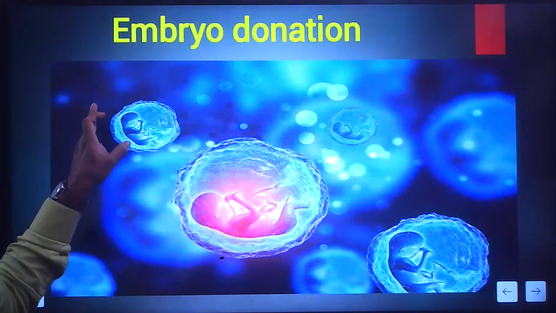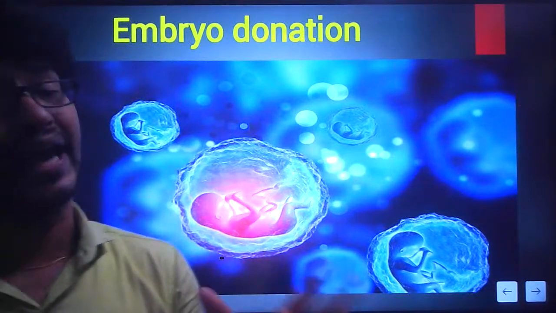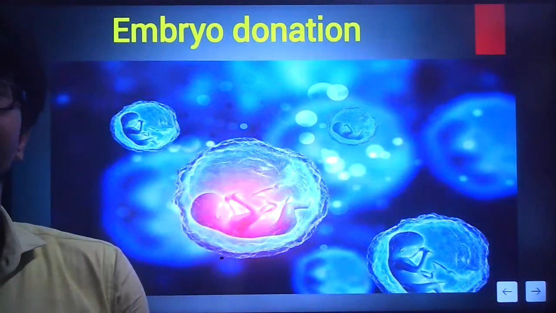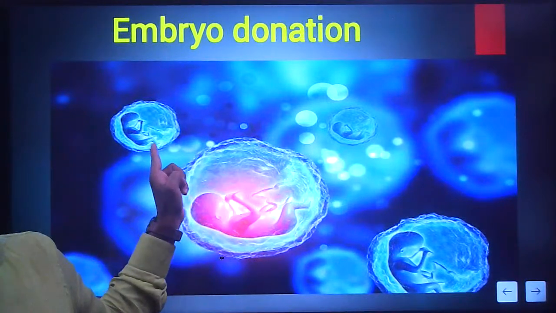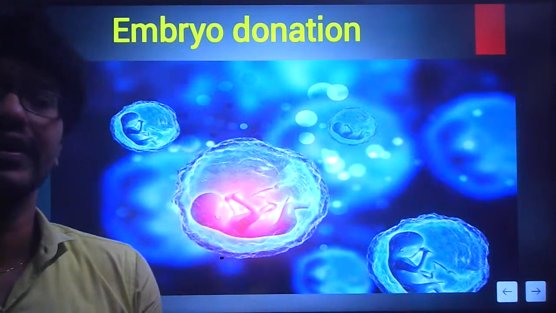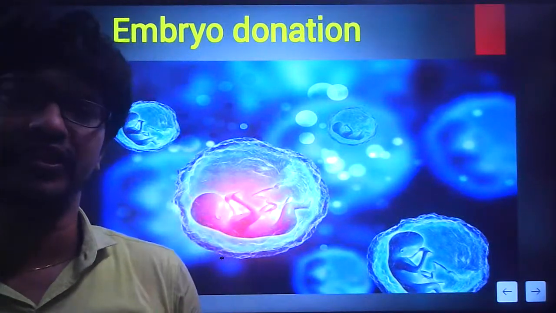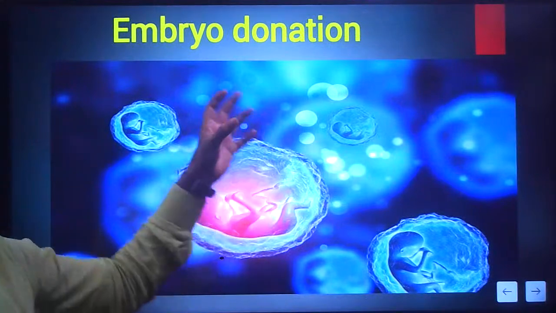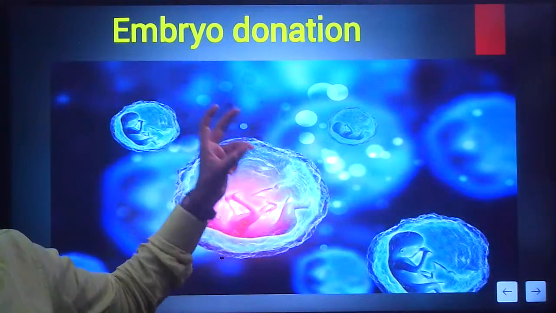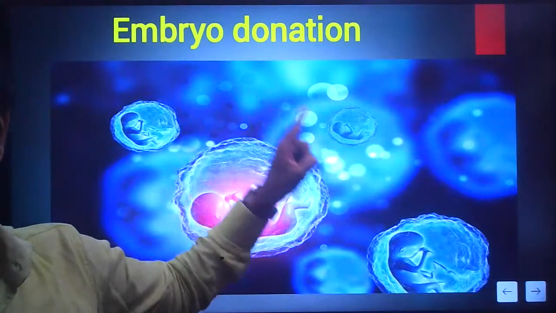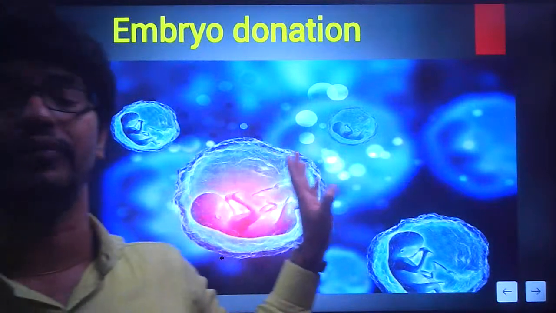Embryo donation: if the wife cannot produce an egg, she can still carry a baby. The only problem is that she cannot produce the egg. Then an egg can be taken from a donor woman. It is preserved using cryo preservation techniques. The egg from the donor woman is collected and fertilized in vitro with the sperm of the husband, but the child has the genes from her husband and not from the wife.